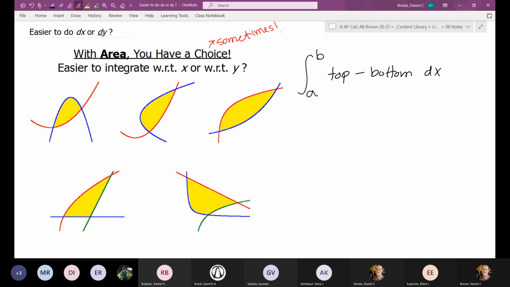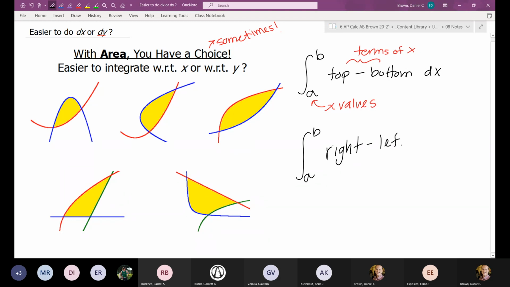If you are doing it with respect to dx, then just make sure everything is in terms of x. So what goes on your integral is going to be x values, and your functions must be in terms of x as well. If you're doing a problem in terms of y, same basic idea, but you're going to think about it as the right function minus the left function, and that would be in terms of dy. But if you're doing it in terms of dy, then the numbers that go in your integral sign would of course be y values, and your function is going to be in terms of y versus in terms of x.